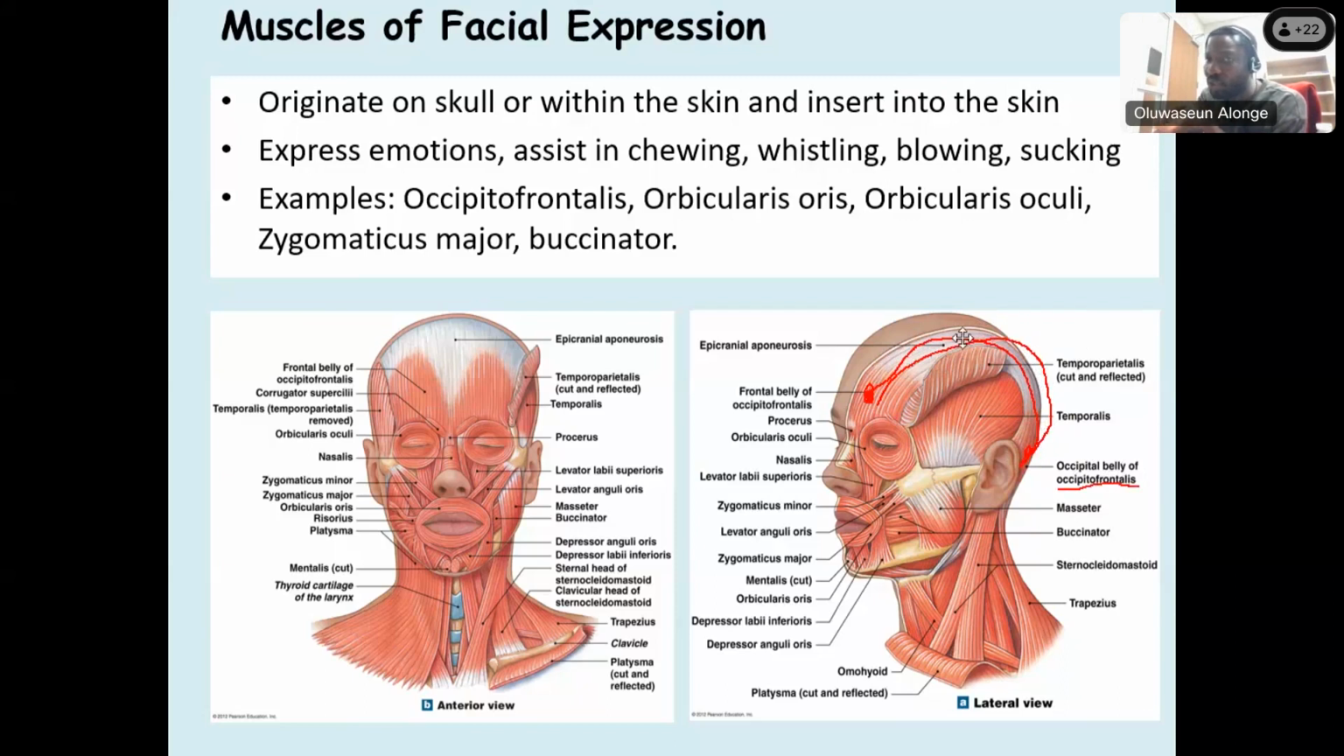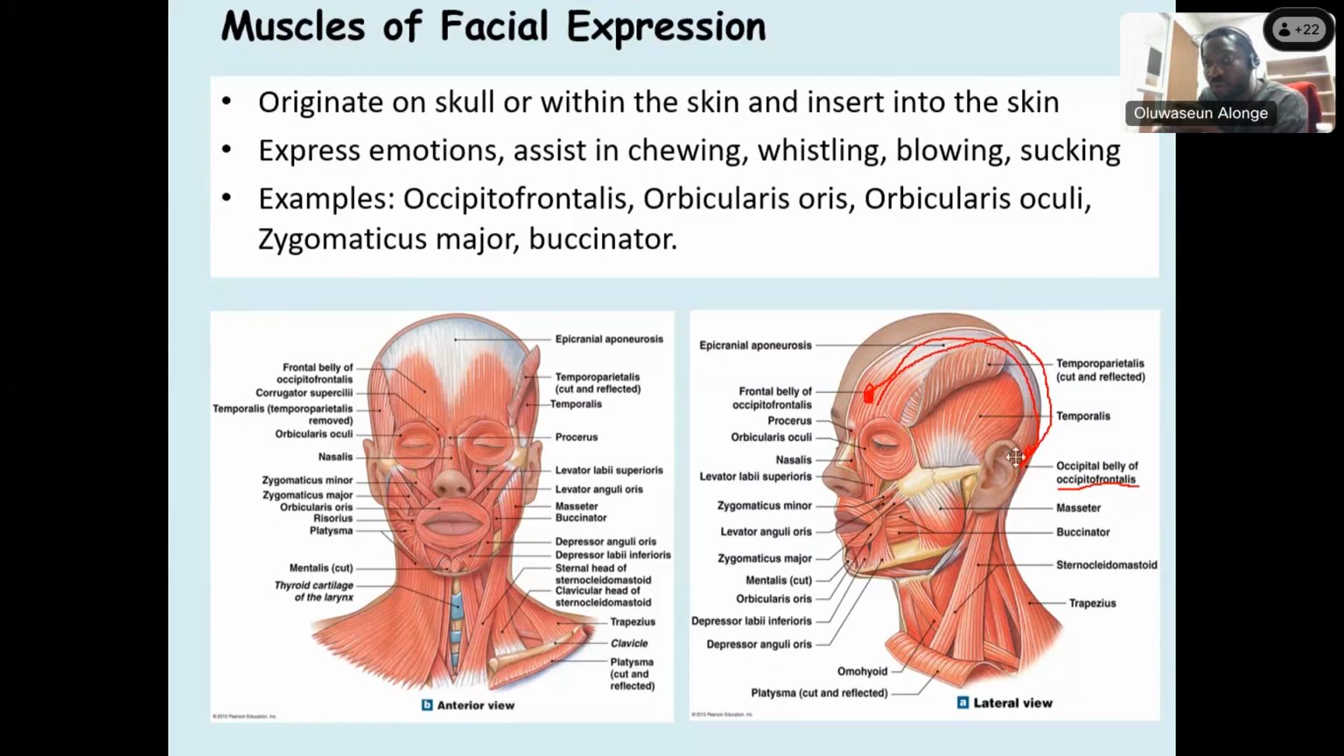aponeurosis. And I told you when I was dealing with, I think, joints, that aponeurosis simply means flat tendons. It's still the same thing as tendon, but tendons that are flat are called aponeurosis. So these are flat tendons. All right. This is a flat tendon that connects the occipital belly. This is a muscle, and this is another muscle, but there is a connection between the muscle. So it makes it one muscle.